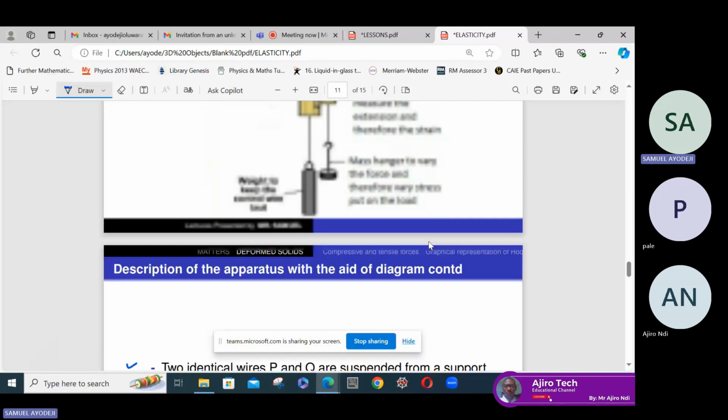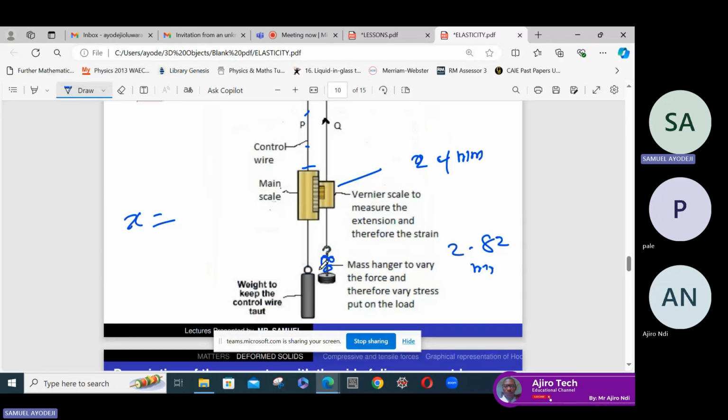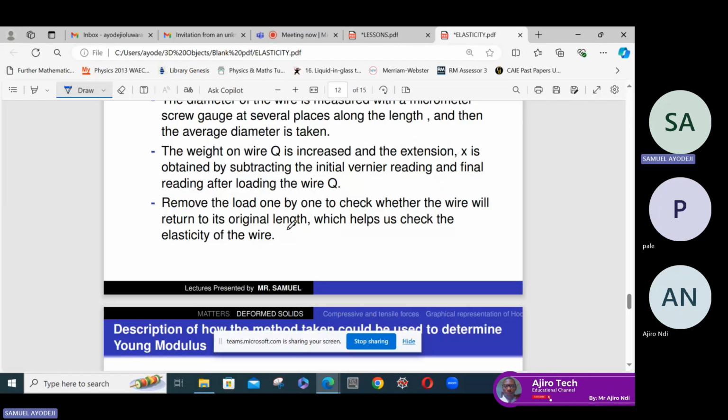Like I said last time, whatever reading you get when you add this or this, subtract the two, and that will give you the extension. So the next thing is to remove the load. What's the purpose of that? I've seen this question: explain the purpose of removing the load here. It is to help us check the elasticity, whether the material returns to its original length. So we want to check that we have not gone beyond the elastic region. That's the purpose of removing the load.